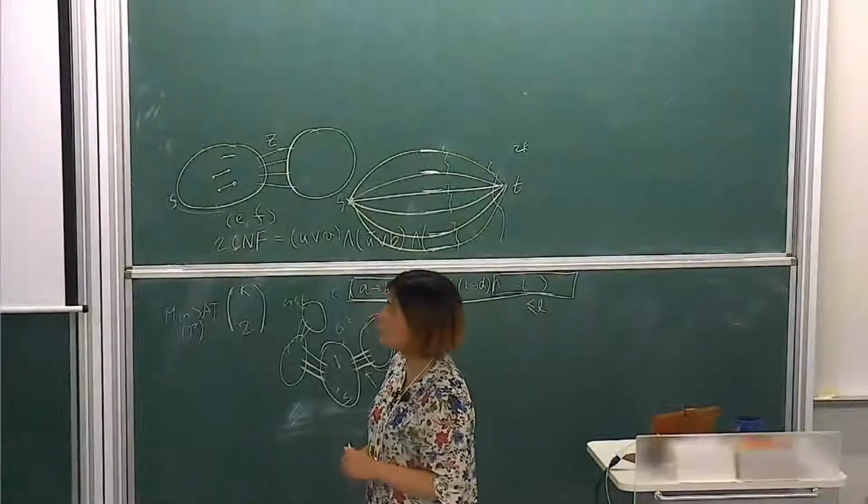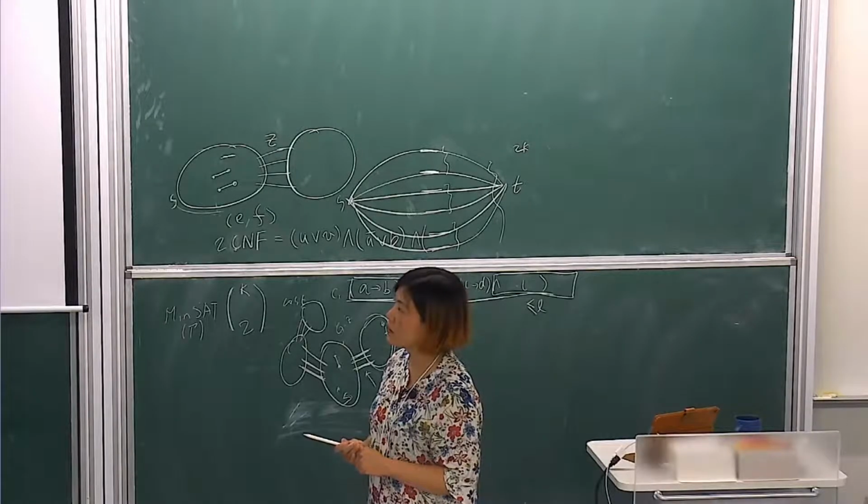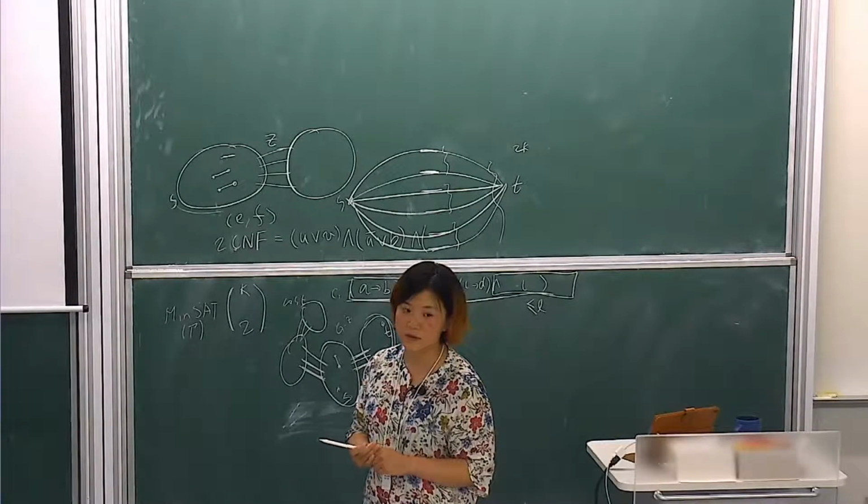Basically, the input graph G should be a multi-graph, right? Yeah, it's a multi-graph.